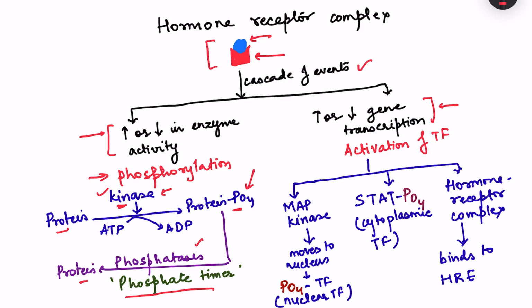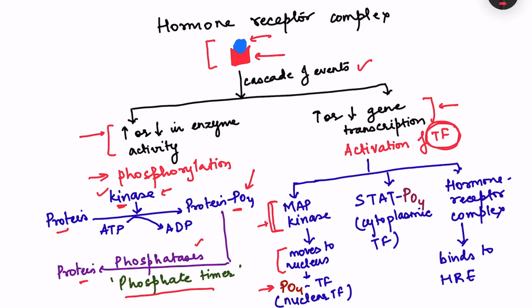Then moving on to the other fundamental mechanism, that is increase or decrease in gene transcription, that is brought about by the activation of the transcription factors. And these transcription factors, either they are present in the nucleus itself, okay, so there is activation of MAP kinase. Because of this formation of the hormone receptor complex, there is activation of MAP kinase which moves to the nucleus and phosphorylates the transcription factor which is present in the nucleus. So that is one mechanism.